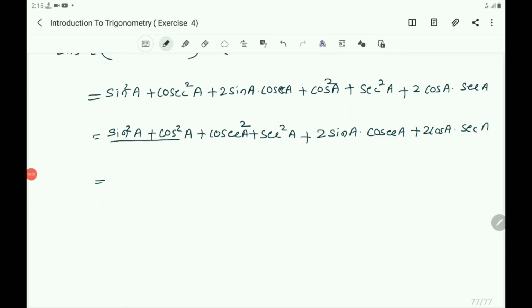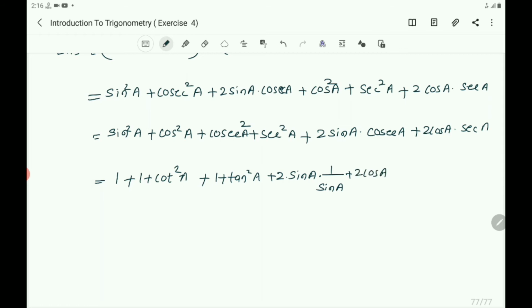you know that sin square A plus cos square A is 1, you write, plus cosec square A. 1 plus cot square A is cosec square A. So in the place of cosec square A you write 1 plus cot square A plus secant square, also you know the identity is 1 plus tan square A, plus you write 2 sin A, and cosec is also 1 by sin A, plus 2 cos A, secant A is also 1 by cos A. Here you use this one and this one.